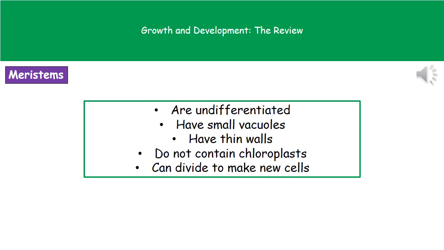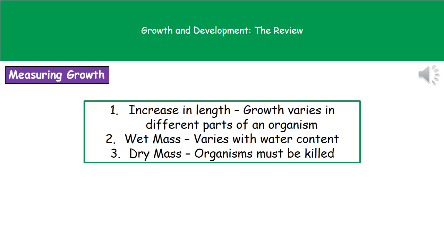When we think about meristems, again they're undifferentiated, so that means they've got the potential to turn into any cell type. They've got small vacuoles and very thin walls. They don't have any chloroplasts and they're capable of dividing to make new cells. If they had thick walls, they wouldn't be able to divide, okay? So basically, this is what's going to allow it to become any type of cell that the plant needs.